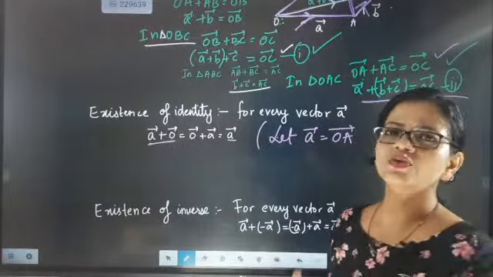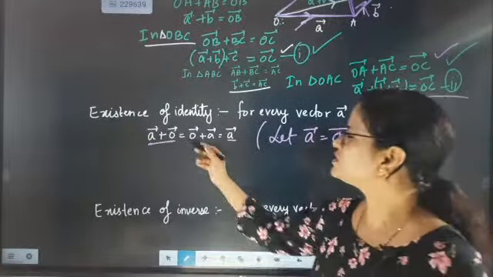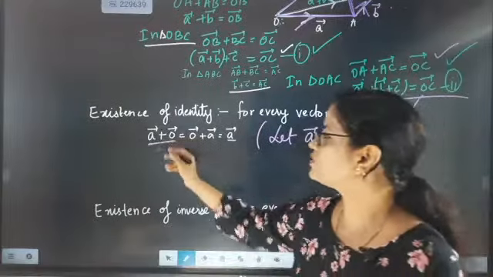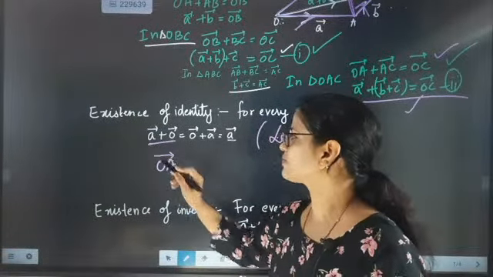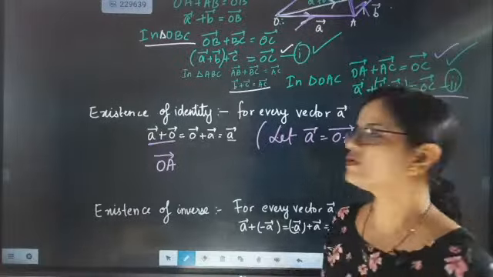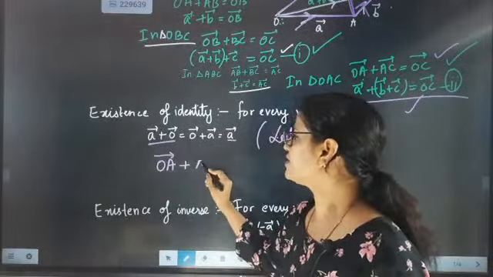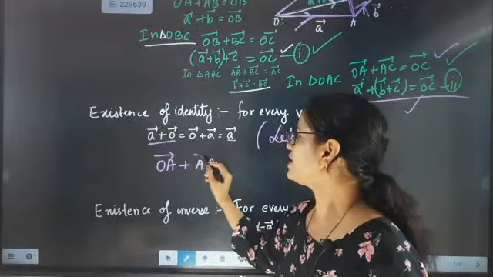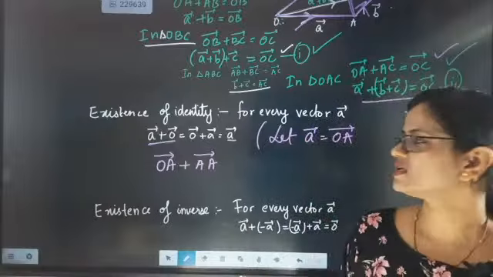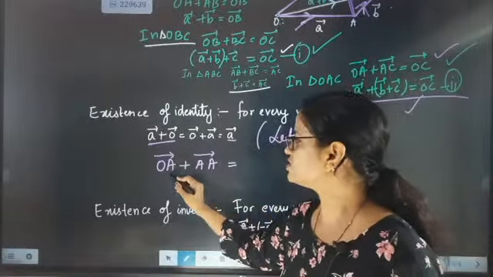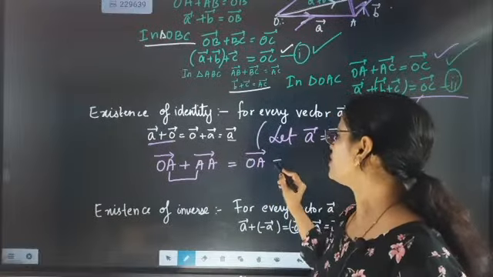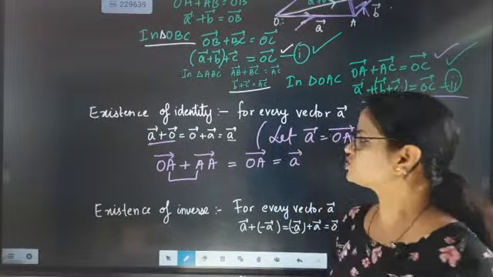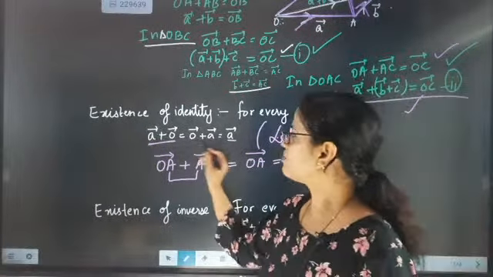When it is added to null vector, then what happens? Since it is added to null vector, how are we going to write A vector? A vector will be written as OA vector. Now null vector will be written as AA vector, and if I add them, what will be the resultant? You see these two are similar, so the resultant will become OA vector. And OA vector is nothing but A vector. Story over.